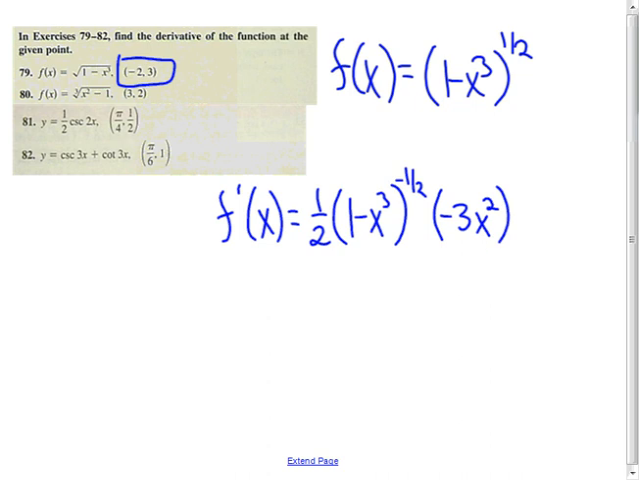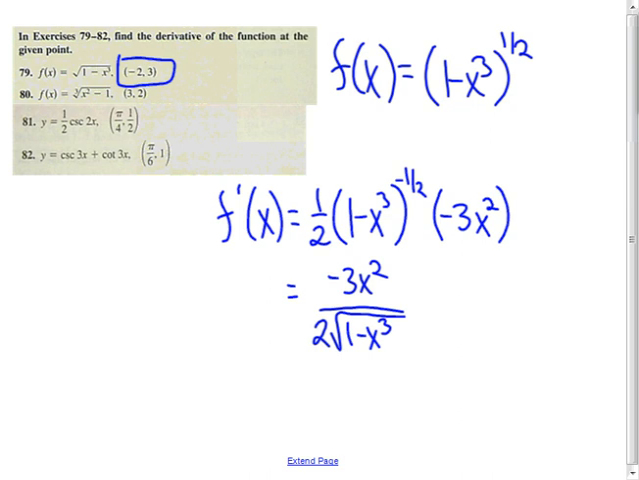Might be good to do a little simplifying here before I try to plug in some values. Let's apply the negative exponent rule to drop the function 1 minus x cubed to the negative 1/2 to the denominator. And then I can take the negative 3x squared, multiply by the 1, and just get negative 3x squared over 2 times the square root of 1 minus x cubed.